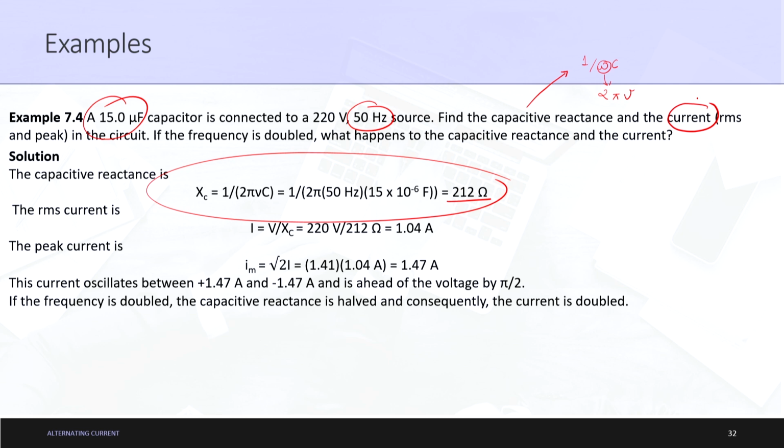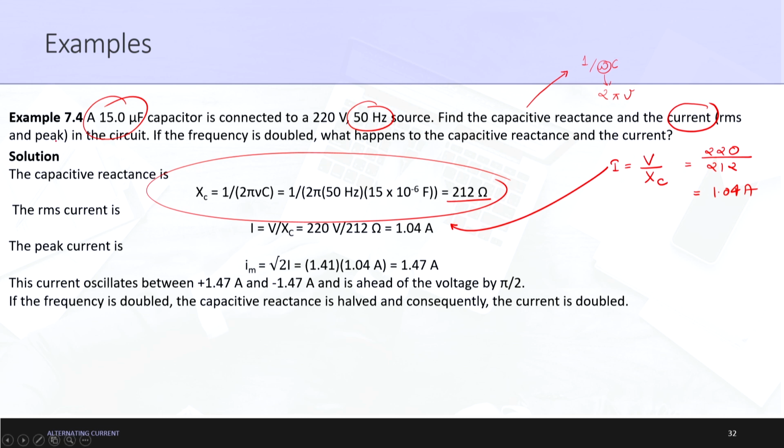Second question is to calculate the value of current. How to calculate the value of current? I already told. Whenever RMS current is asked, just write capital I is nothing but equal to capital V by X, and in this scenario it will be XC. So, it is 220 divided by XC, XC is nothing but 212, and therefore, you will get the answer as 1.04 amperes. Please remember, this is the RMS current.